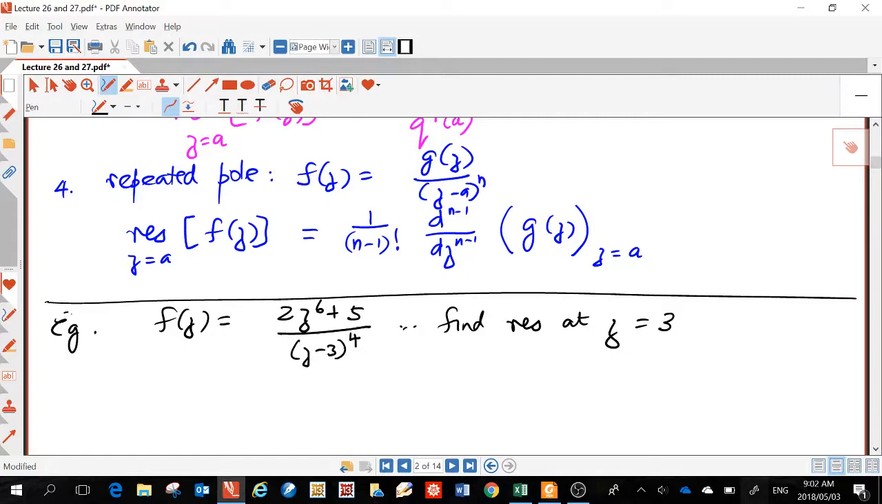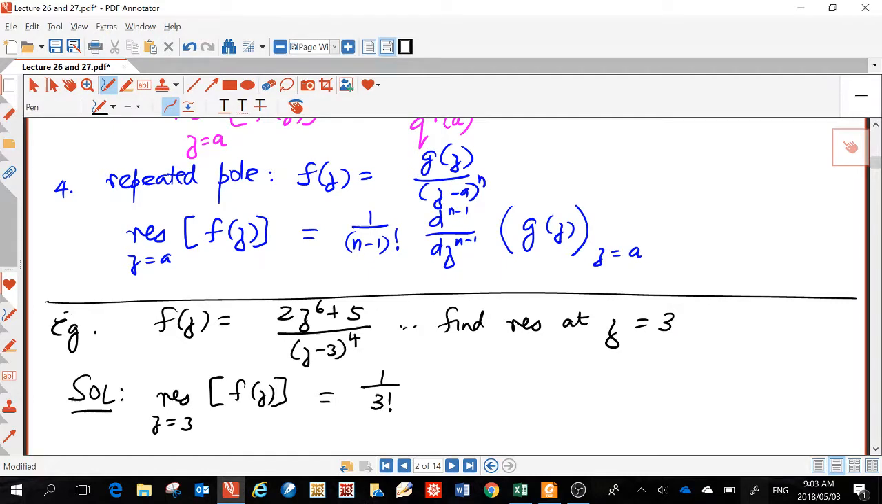Now this one is looking like that, (z - 3)^4. It's looking like case 4. So that's the trick we're going to use here. So the solution will be the residue of f(z) at z equals 3 will be 1 over 3 factorial. Why 3 factorial? Because n is 4, right? (z - 3)^4. Don't get confused with this other 3 here. It's a different one altogether. There's 1 over 3 factorial.